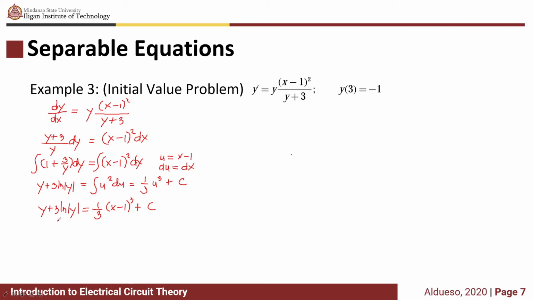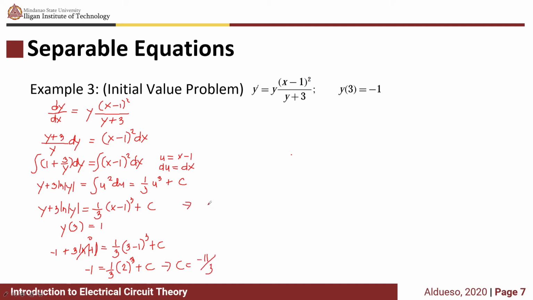So this equation is an implicit solution, since we cannot solve for y as an explicit expression of x, but we can solve for the value of c. So y of 3 equal to -1. We have -1 plus 3 ln of 1 equal to 1/3 times 3 minus 1 cubed plus c. So ln of 1 is 0. We have -1 equal to 1/3 times 2 cubed plus c. Solving for the value of c, we have -11 over 3.